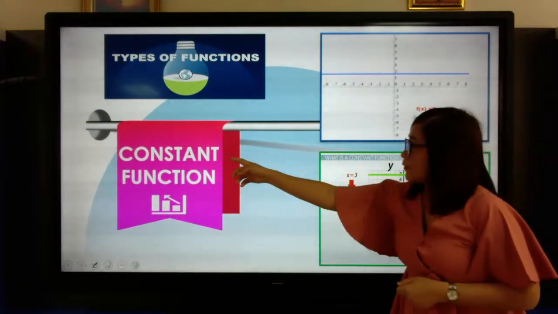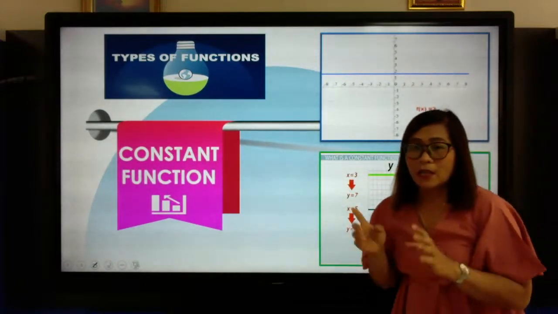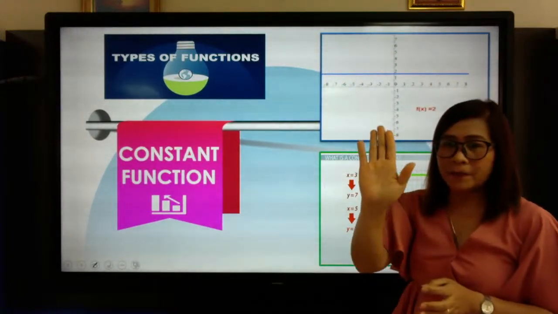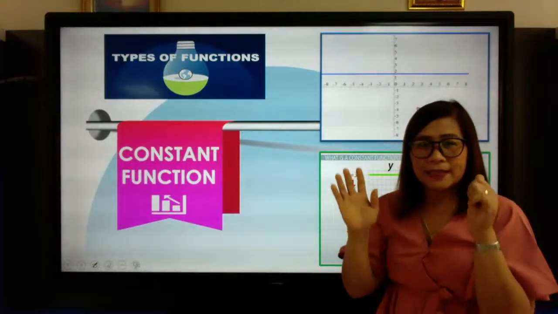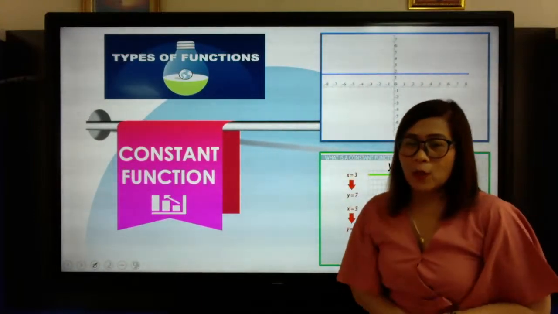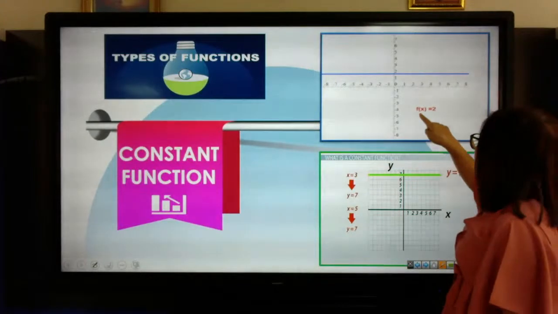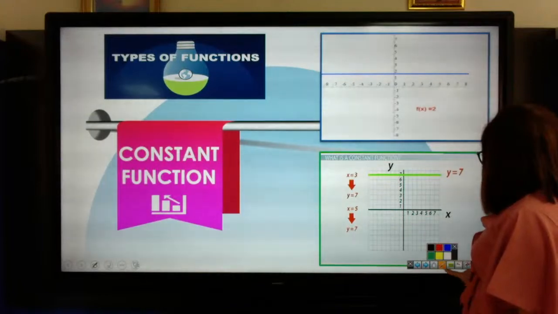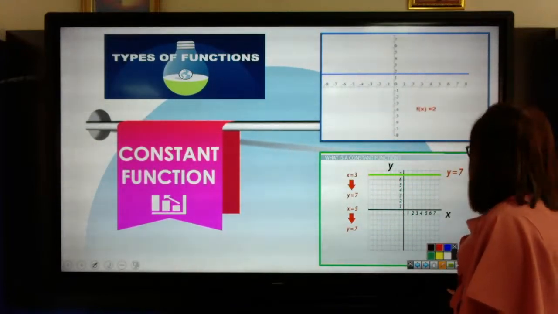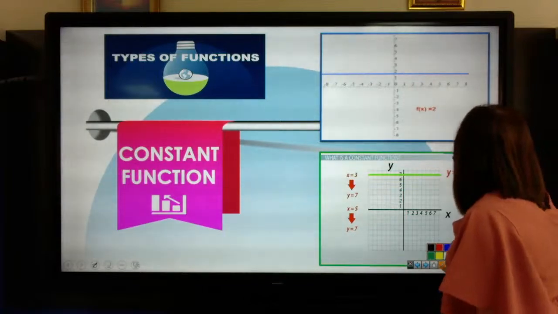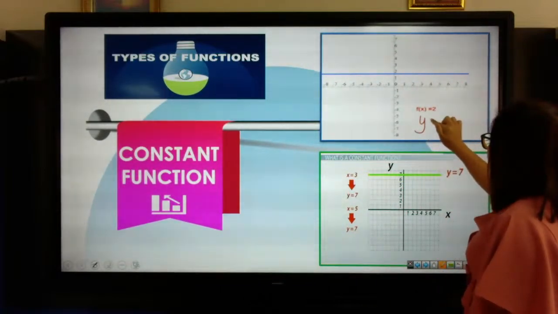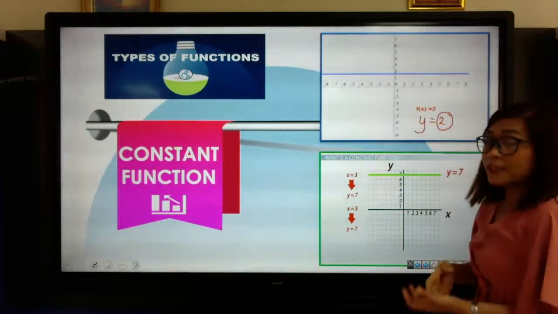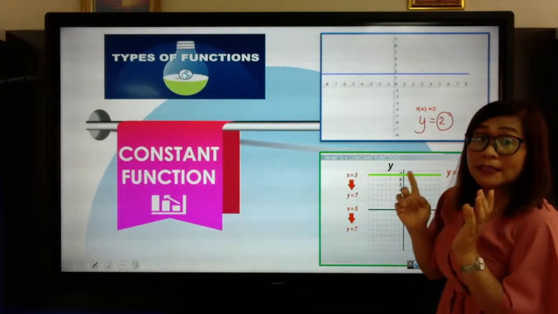The second type of function is this. It's constant function. What is constant? When we say constant, there's no variable. For example, 5 is a constant, and 6 is a constant. Negative 1 is also a constant. So in constant function, f of x is equal to 2, which is the same as, okay, y is equal to 2. So this is the constant. Because we have the equation, y is equal to 2 is a constant function.